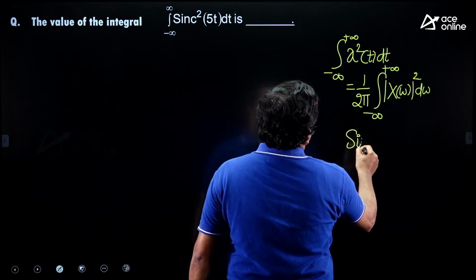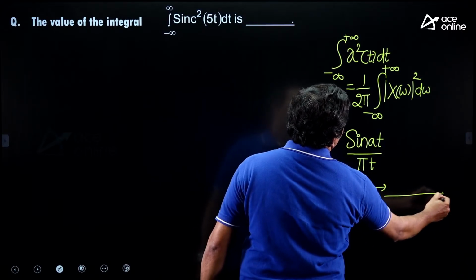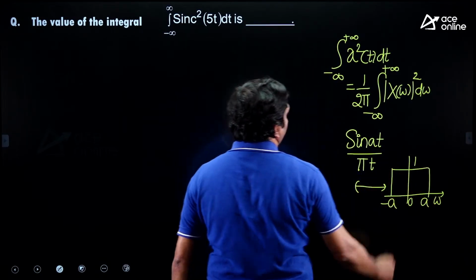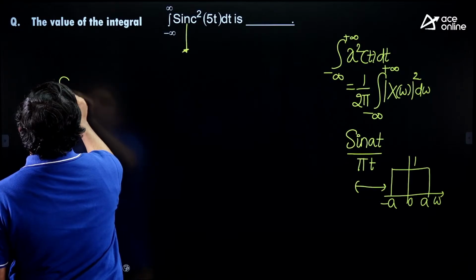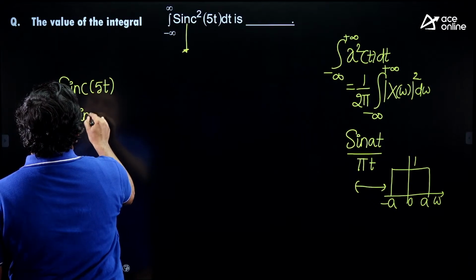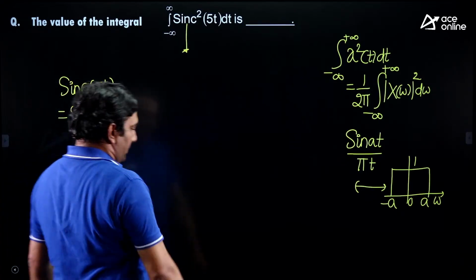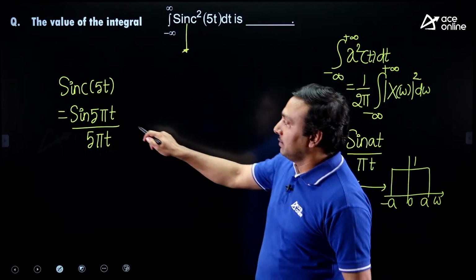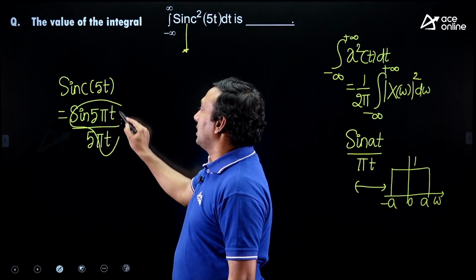So here, what is the background we need? Sin AT by pi t, what is the spectrum? Sin AT by pi t is a rectangle from minus a to a. Use that hint. It is given as the integral of sinc square pi t. Sinc x is sin pi x by pi x. So according to the standard relation of the sin AT by pi t form, what is the spectrum we are going to take?